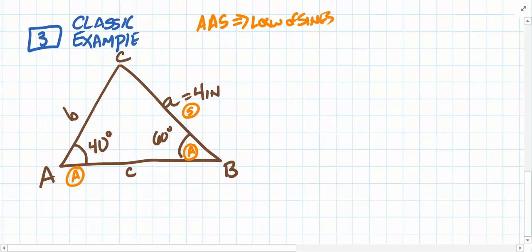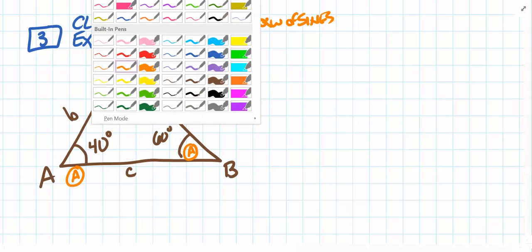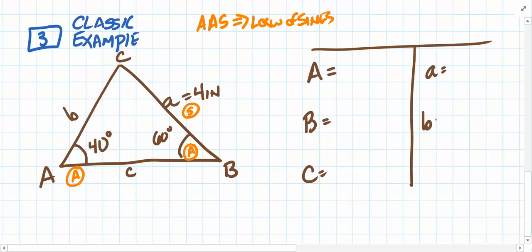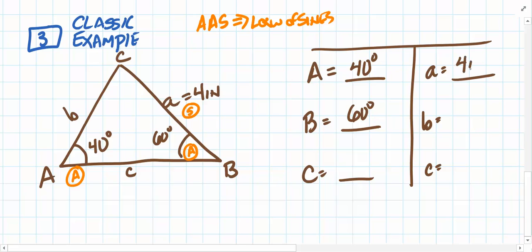Okay, then the next thing I always show my students is I set this little t-table up. I do angles on one side, and I do sides on the other, directly opposite. It really helps you see all the information that you need to get. So angle A I already know is 40 degrees. Angle B I already know is 60 degrees, and little a I already know is 4 inches. I need to then solve for these other three pieces here.